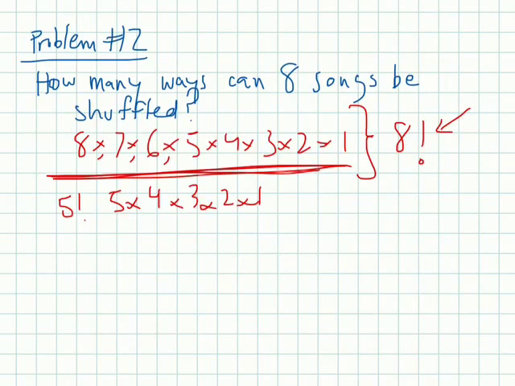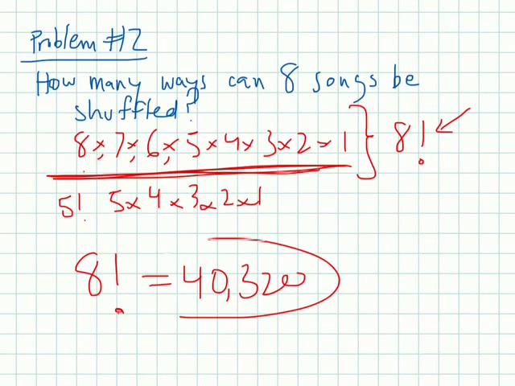So how many ways can 8 songs be shuffled? You might have 8 factorial on your calculator, but in case you don't, we're just going to do 8 times 7 times 6 times 4 times 3 times 2 times 1, and that gives us 40,320 different ways that 8 songs can be shuffled. Crazy, huh? Let's continue.